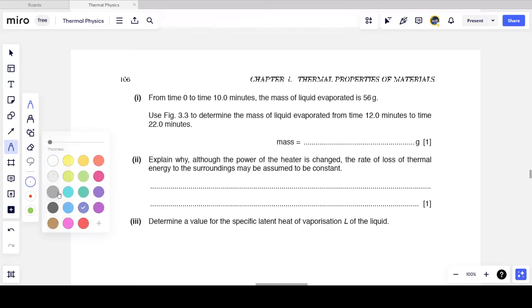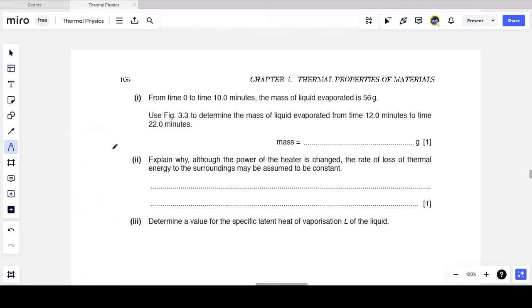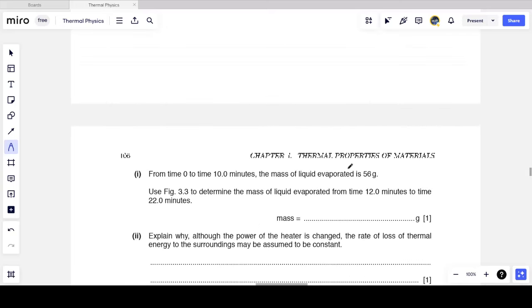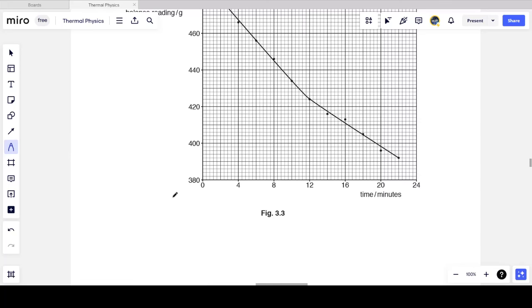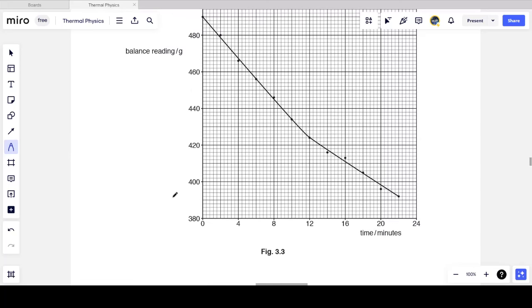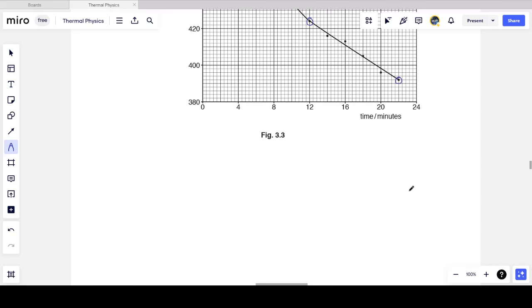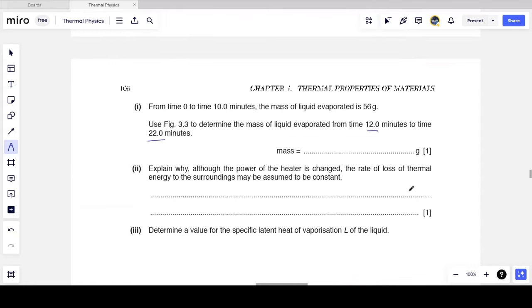We could have got it from the graph, but it's much better if they do give it to us. And they want us to find the mass of liquid evaporated from 12 to 22. Not from 10 to 22, but specifically 12 to 22 minutes. How much liquid has evaporated? Well, I need to see what mass I had at 12 minutes and what mass I had at 22 minutes. And if I subtract the two, then I know how much of the mass has been lost because it's been evaporated.